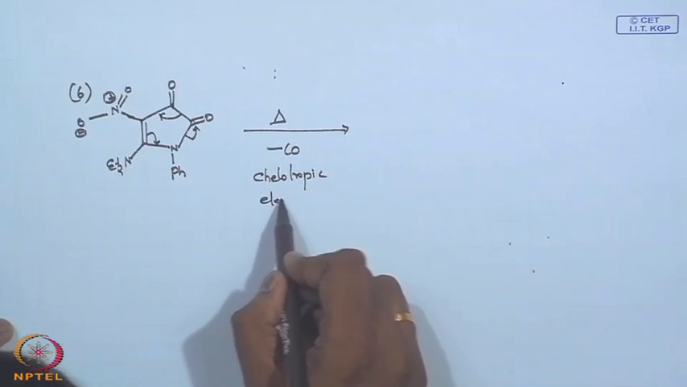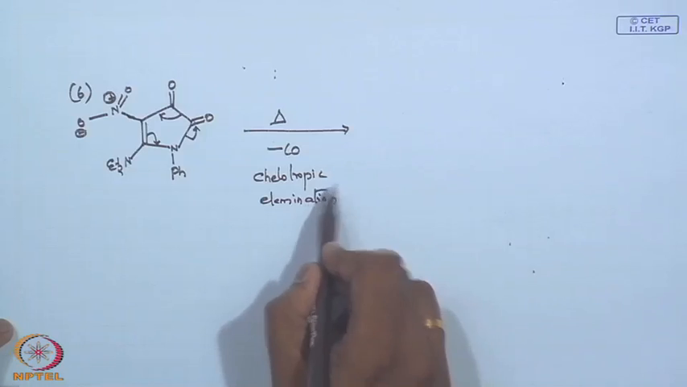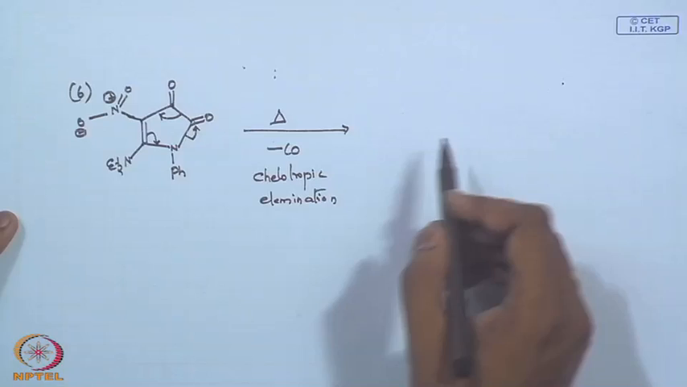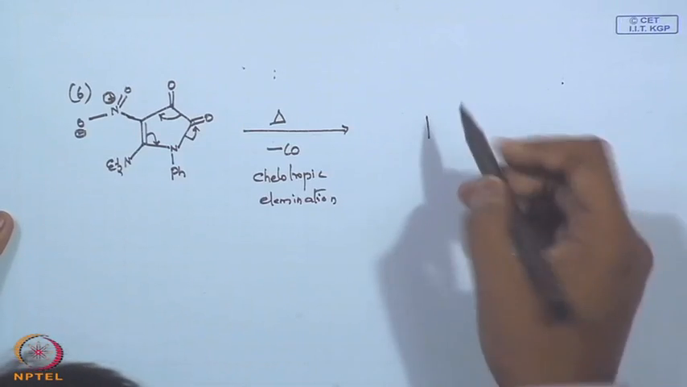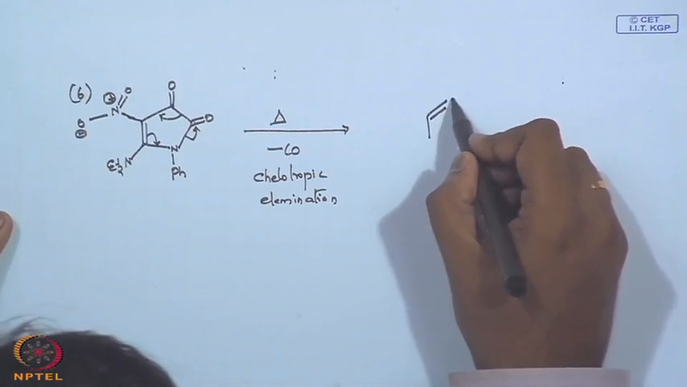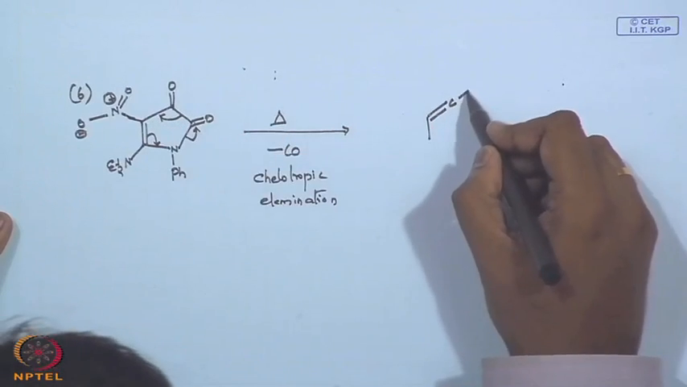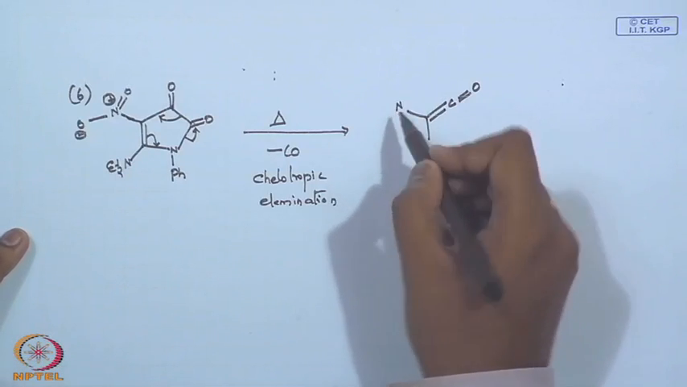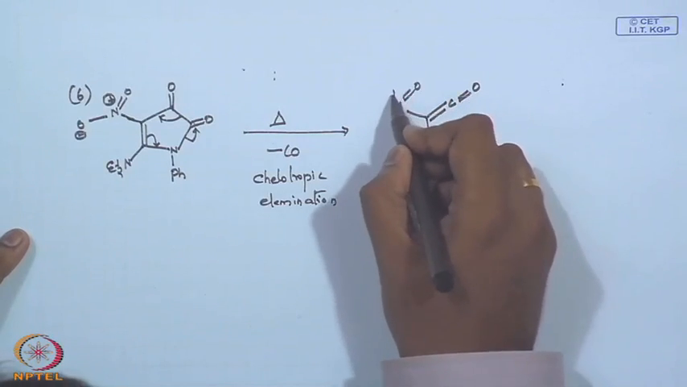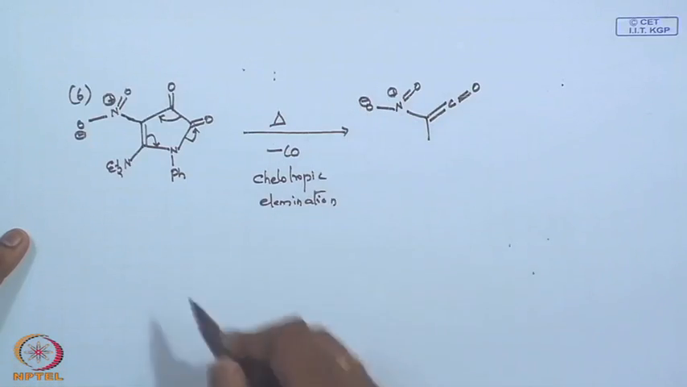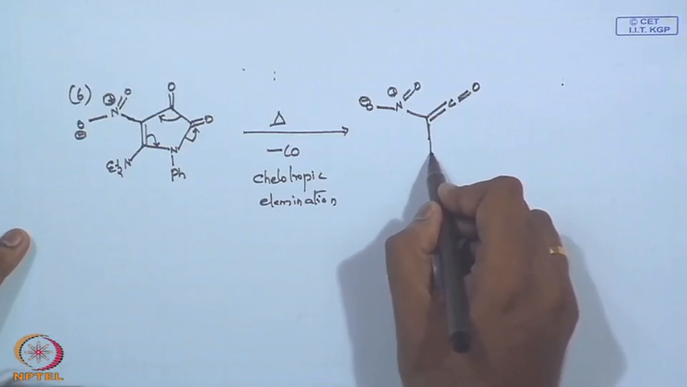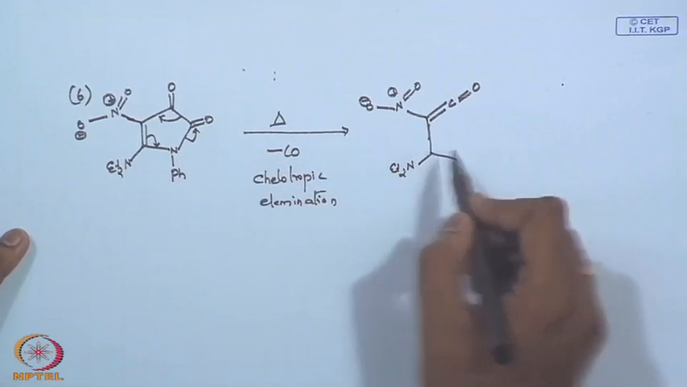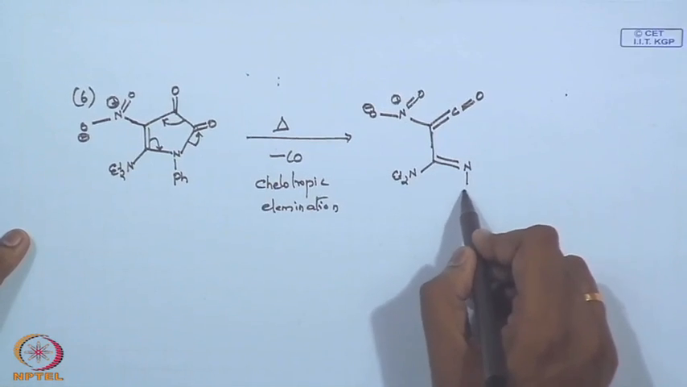Chelotropic elimination of carbon monoxide. Any doubt? So you can get this. So then if I write the structure properly, I should get a double bond, because the double bond moves here. So you get a ketene type of structure with your nitro here. Fine. Then I have my N diethyl, this one. Once it moves, I have my double bond N phenyl.